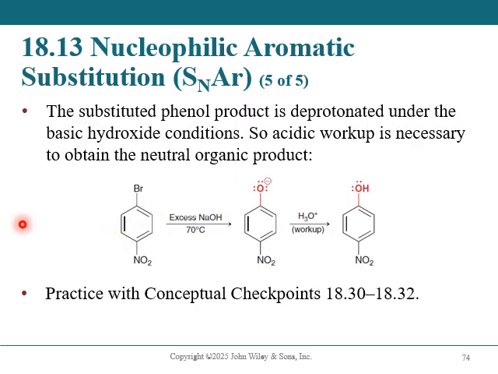The substituted phenyl group is deprotonated under the basic hydroxide conditions. So acidic workup is necessary to obtain a neutral organic product. So in other words, if I'm removing my good leaving group here, my bromine, and forming a hydroxyl, I will actually form the negatively charged, right, the deprotonated species, which I would then need to neutralize and acidify slightly so that I can form the hydroxyl group.